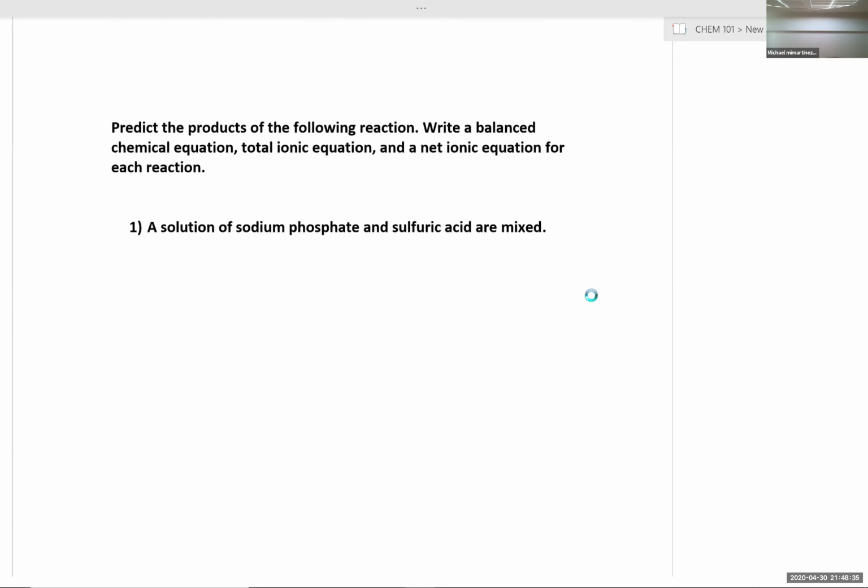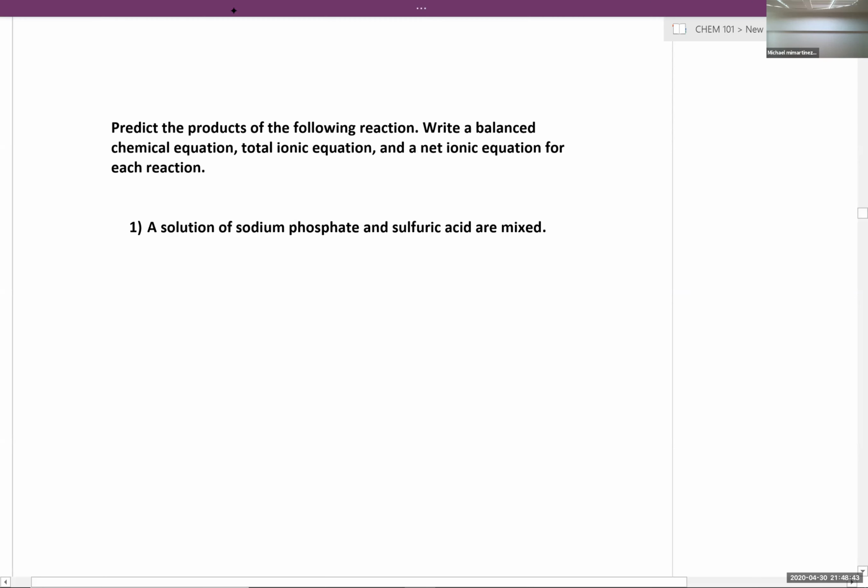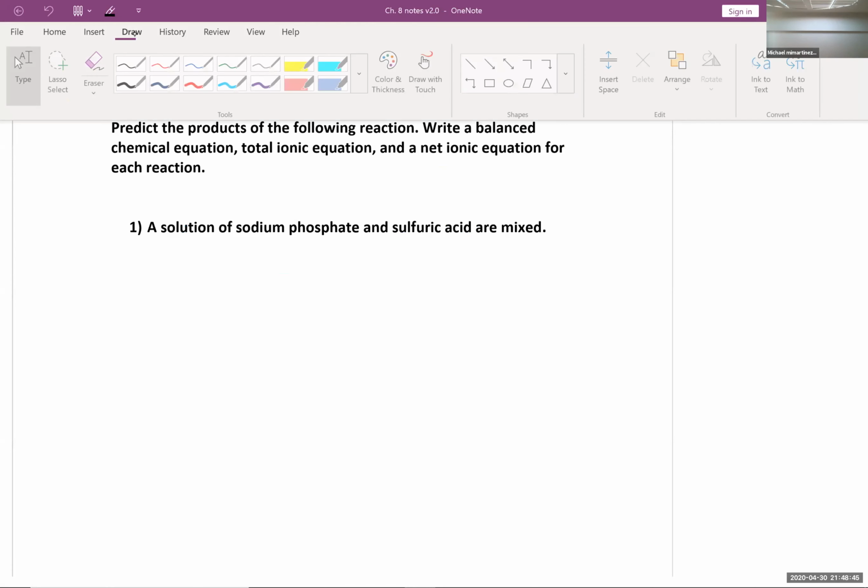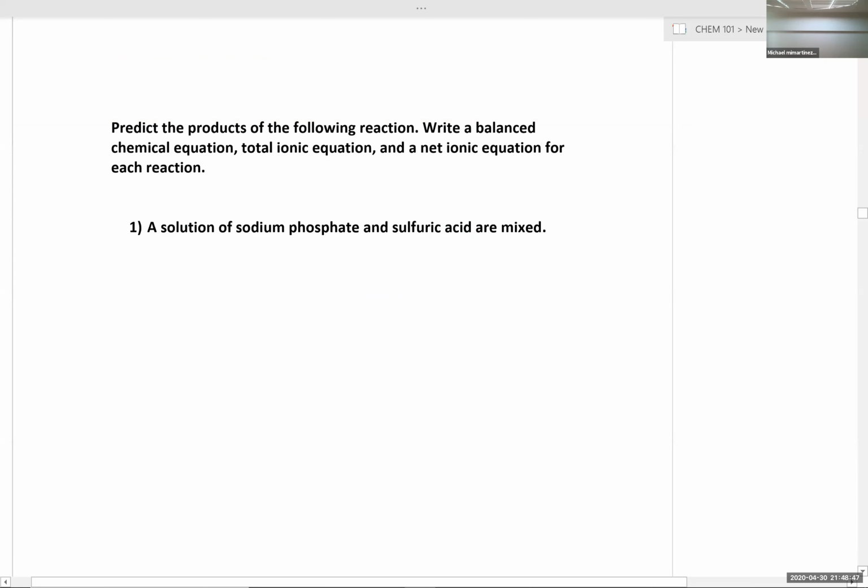So we've seen one example. Let's do one more example of an acid-base reaction. So let's try to predict the products from the following reaction and draw a total ionic and net ionic equation for the following reaction. So we have a solution of sodium phosphate and sulfuric acid are mixed.